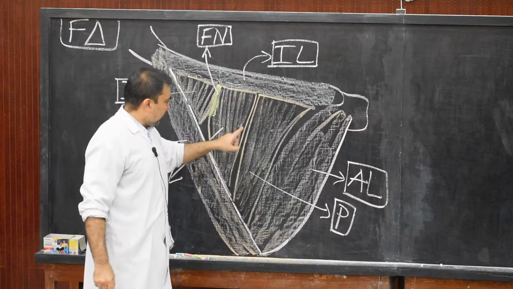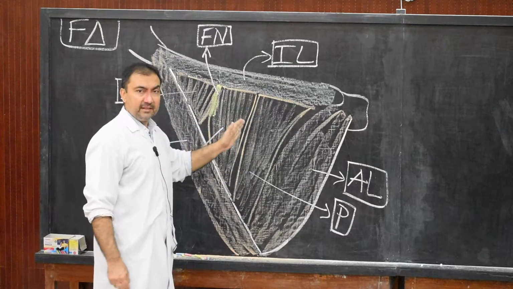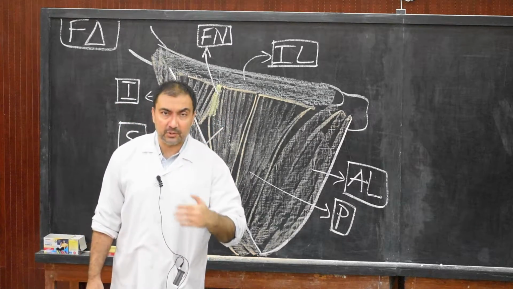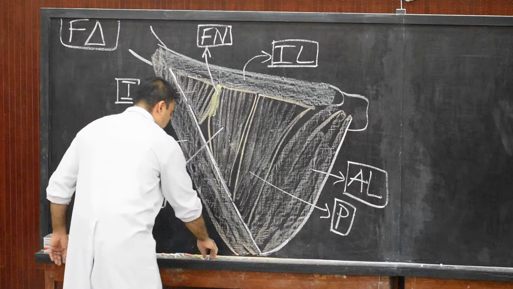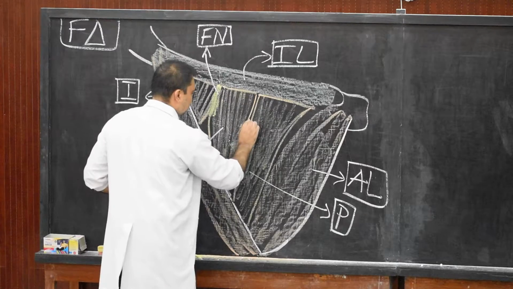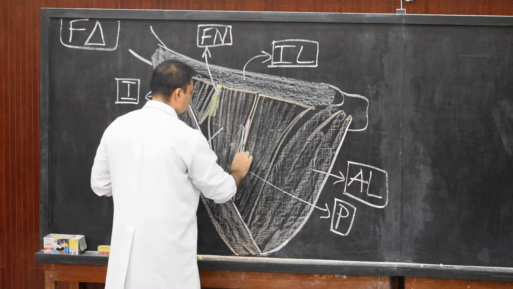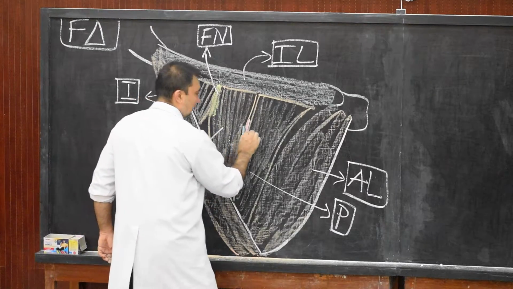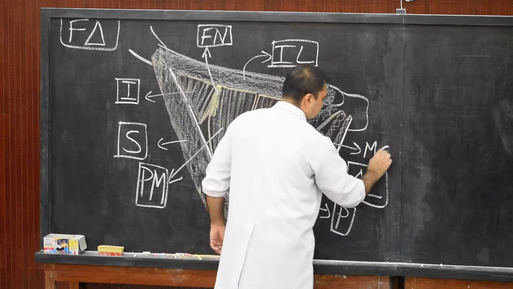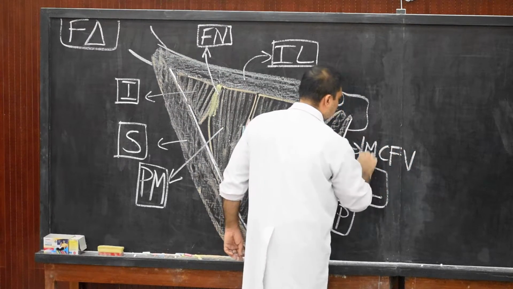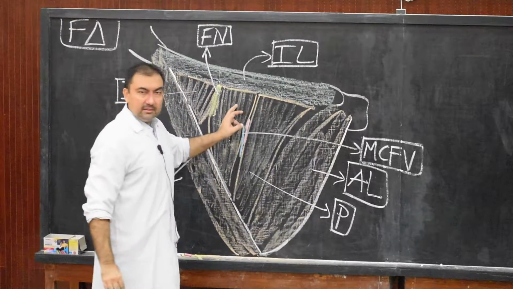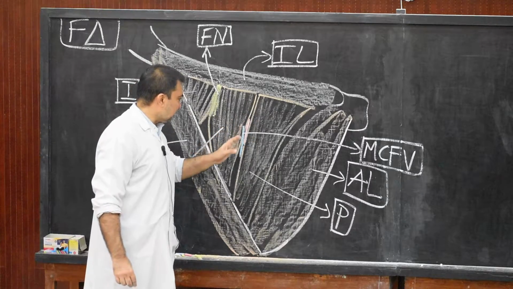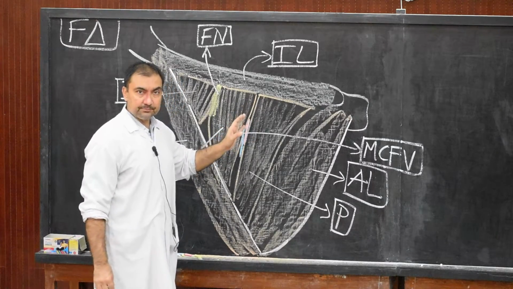In between psoas major and pectineus, one structure will pass deep inside, and the name of that structure is the medial circumflex femoral vessels. Here we show an artery and a vein. Please note down these 2 structures and write them as medial circumflex femoral vessels. They will pass deep inside, in between psoas major and pectineus muscle.